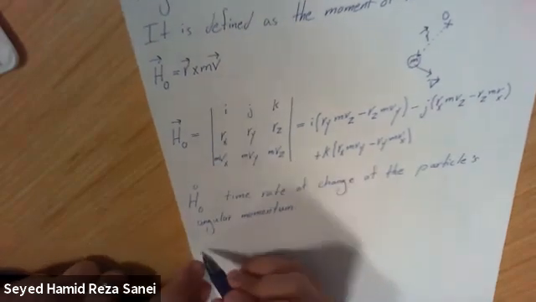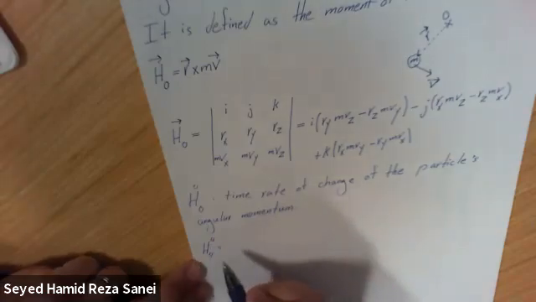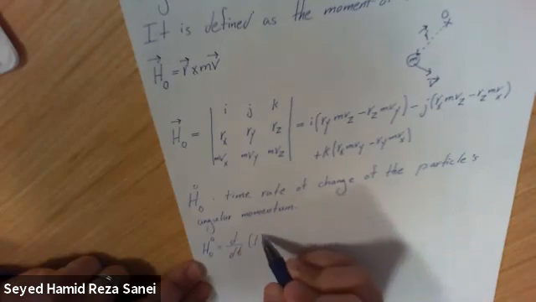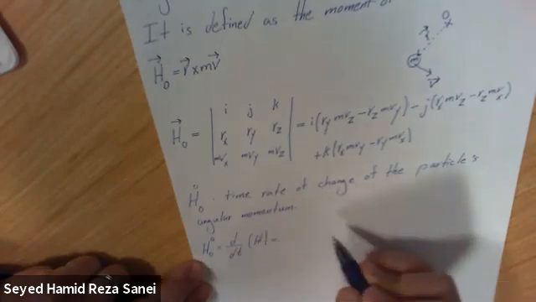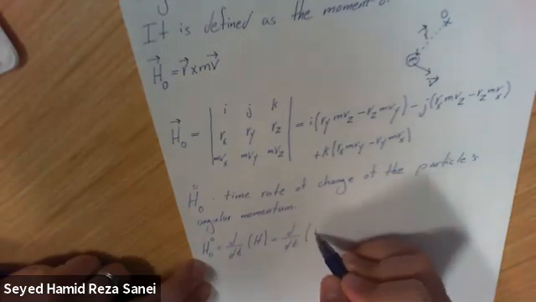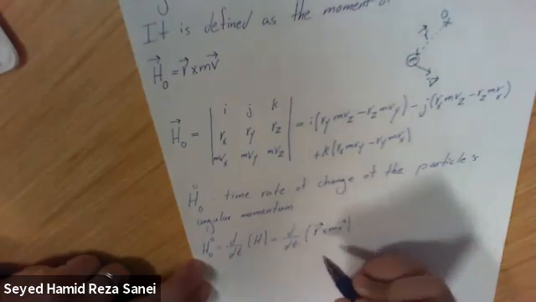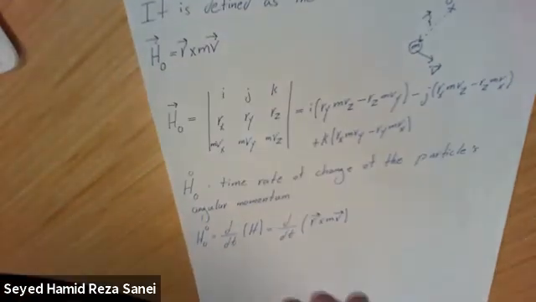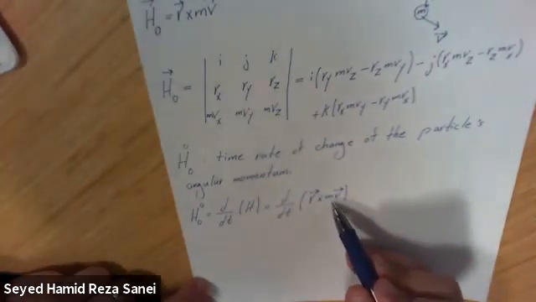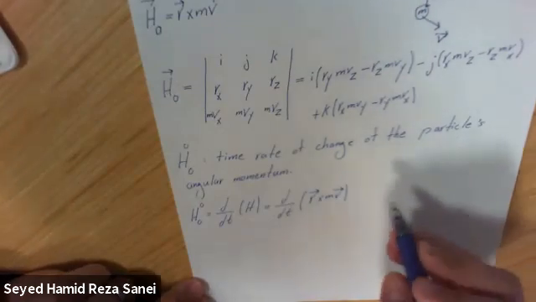So let's expand that. H dot refers to the derivative with respect to time, so d over dt of H. What is H? It is r cross mv. So d over dt of r cross mv. We have two components, and we are going to find the derivative of these two components. So we find the derivative of the first component times the second component plus the derivative of the second component times the first component.